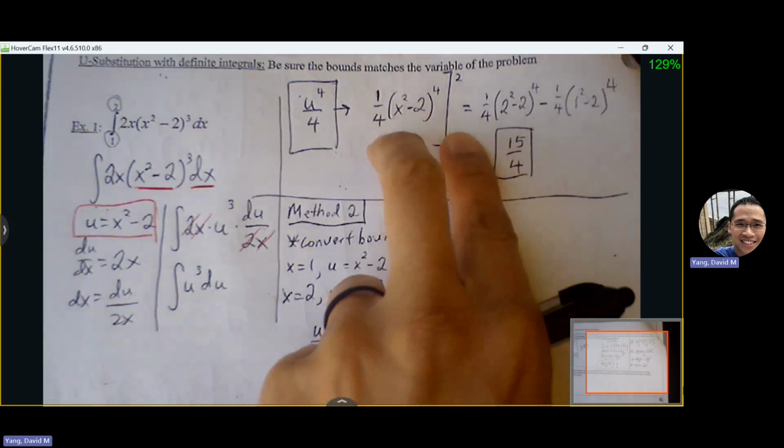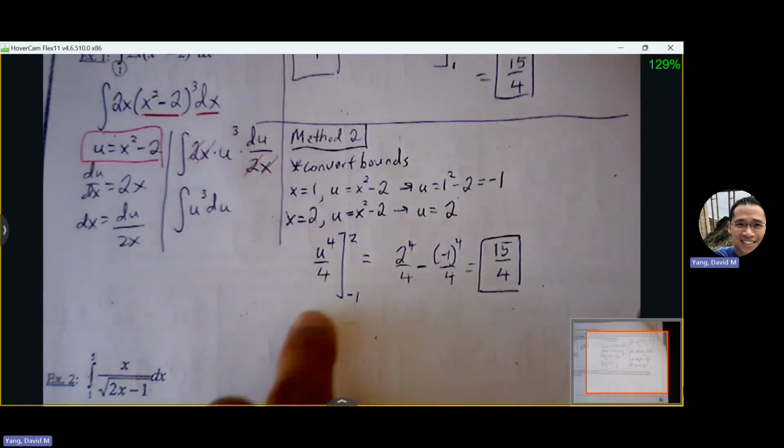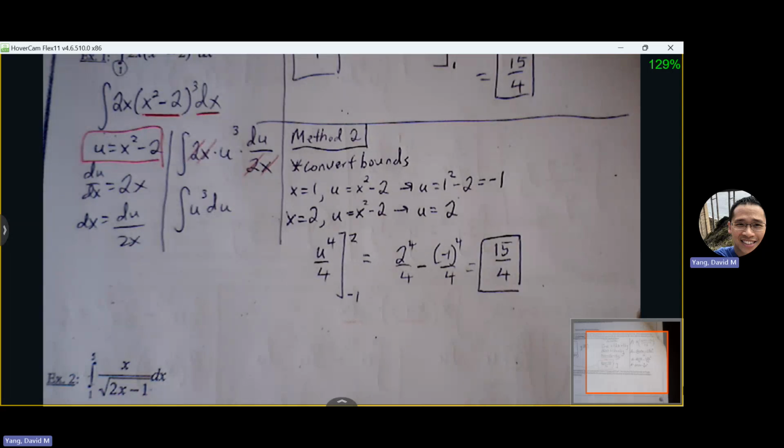Either your antiderivative is in terms of x and your bounds are in terms of x, or your antiderivative is in terms of u and your bounds are in terms of u. Just make sure you're dealing with like variables. Okay, so that's one thing.